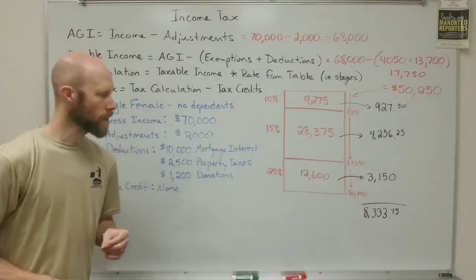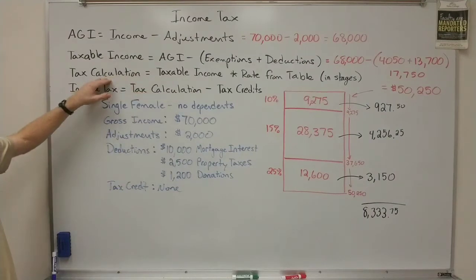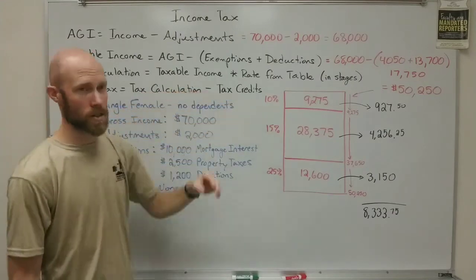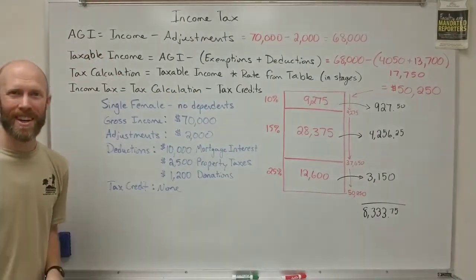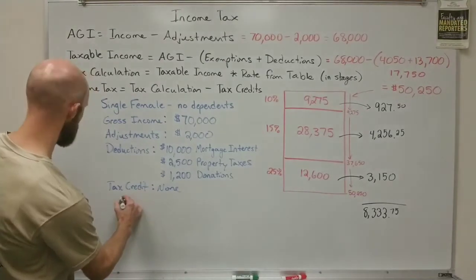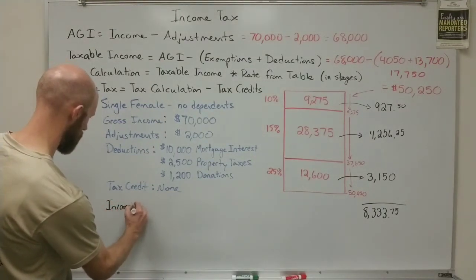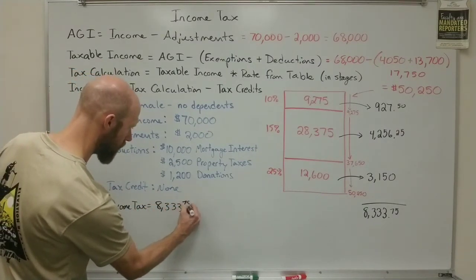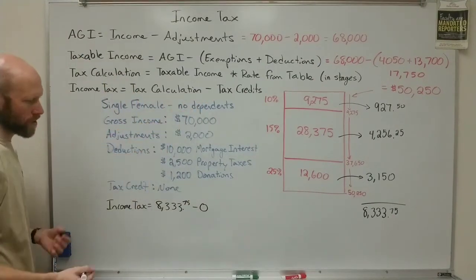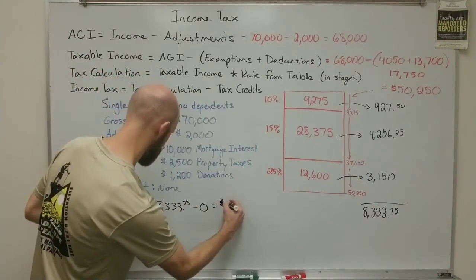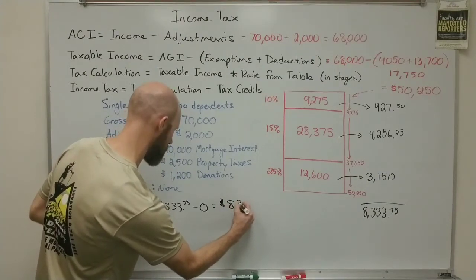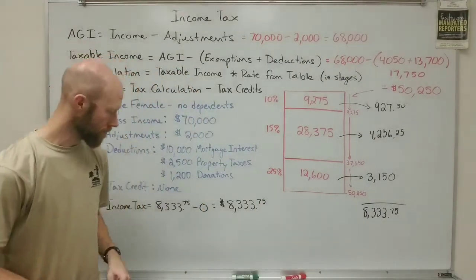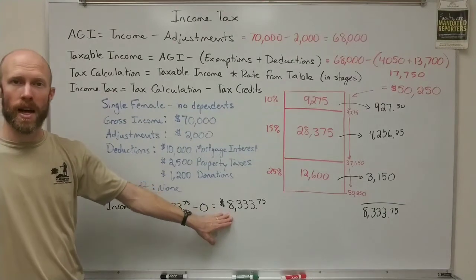Now we're not quite done because that is our tax calculation. Now I need the income tax. Well, the income tax is your tax calculation minus tax credits. And we said there are no tax credits, right? And so actually the income tax is going to be that $8,333.75 minus the tax credits, which are 0. And so our final income tax is $8,333.75. Okay? And that should be what she actually has to pay in income tax throughout the year.